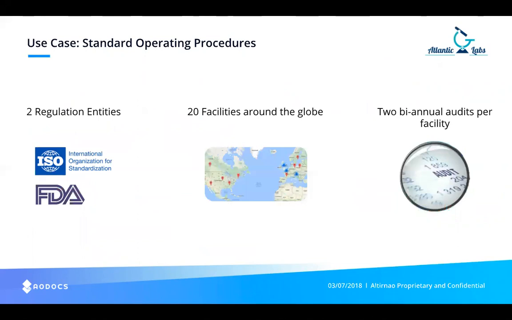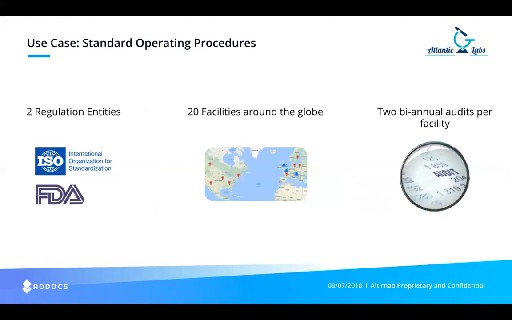My fake company relates back to two regulation entities, ISO and the FDA. My fake company has 20 facilities around the globe that I need to monitor. So we need to monitor the quality process and documentation for our global footprint of facilities. But we also understand that different policies may be in place for multiple reasons at these regional and site levels. We have 2 biannual audits per facility that we need to monitor and maintain.